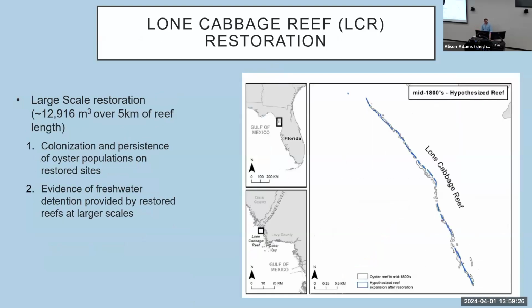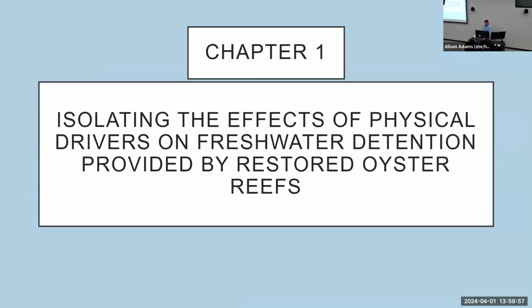Following this pilot project, a larger scale project was introduced, around 13,000 cubic meters as compared to the 300, and over 5 kilometers of overall reef length as compared to that 85 meters. So a lot bigger of a project. The overall goals of this project were first to see the colonization and persistence of oyster populations on these restored sites. And the second objective was to look for evidence of freshwater detention provided by restored reefs at these larger spatial scales. And so my dissertation first focuses on this second objective, which leads us into the first chapter.